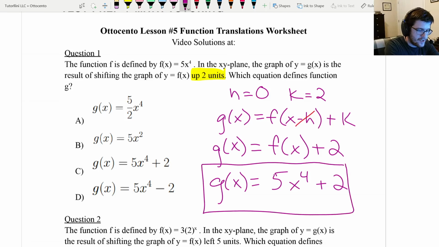And let's see, that should be our answer. I think that's answer choice C. I encourage you to go ahead and plot the original and plot each of the answers to verify for yourself that C is the right answer. The only thing that was done to it was moved up 2. Great, let's keep going.